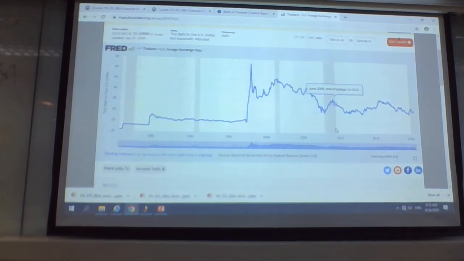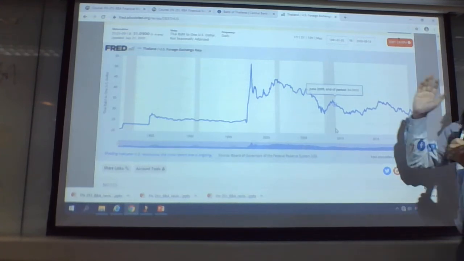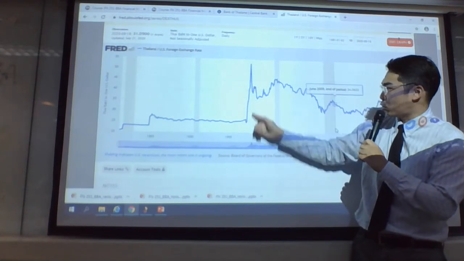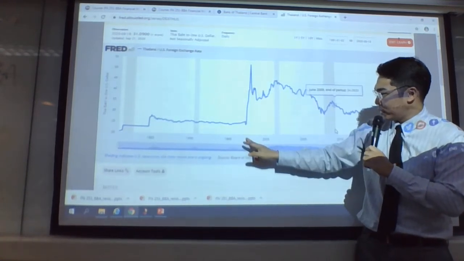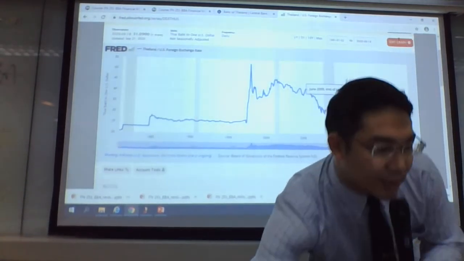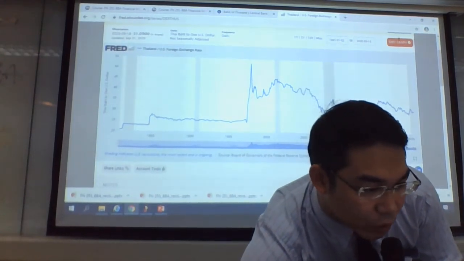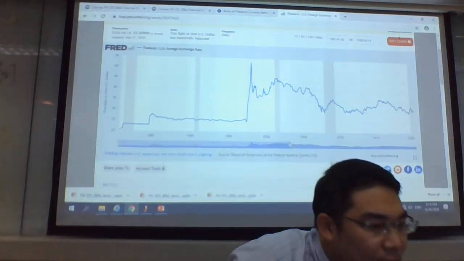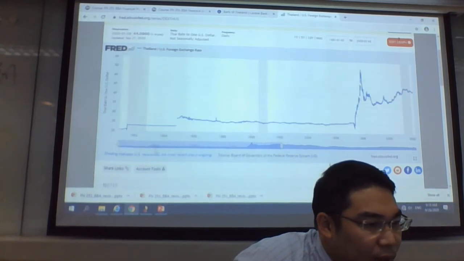As you can see from the graph, this graph records the movement or the behavior of the Thai baht. And you can observe this one because it is quite notable. This one is during 1997, I think. Okay, let me show you by narrowing it down. It should go somewhere here.